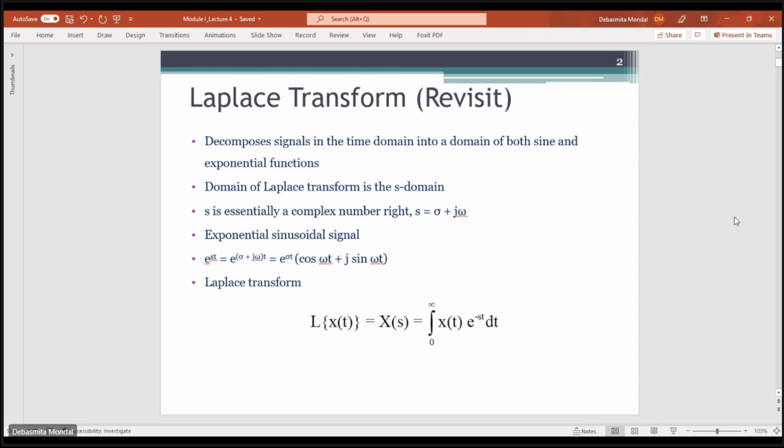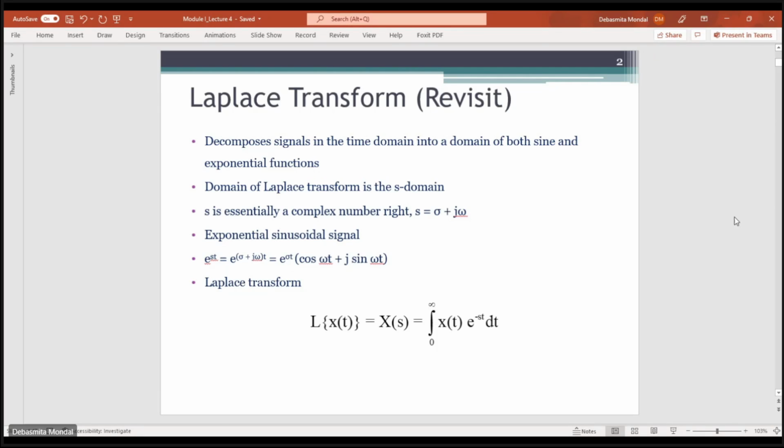So basically, if you have a time domain signal, what we do using Laplace transform is convert the signal from the time domain into a frequency domain. Using Laplace transform, it decomposes the signals present in the time domain into a domain which consists of both sinusoidal functions as well as exponential functions. And the domain of Laplace transform is usually known as the S domain.